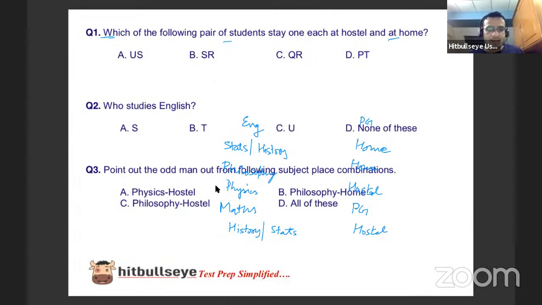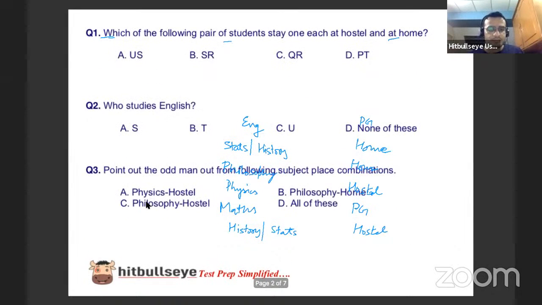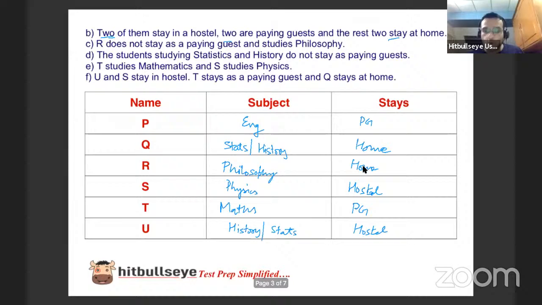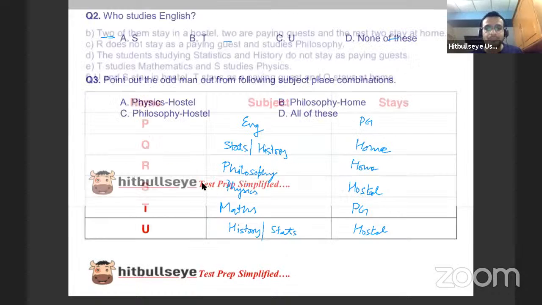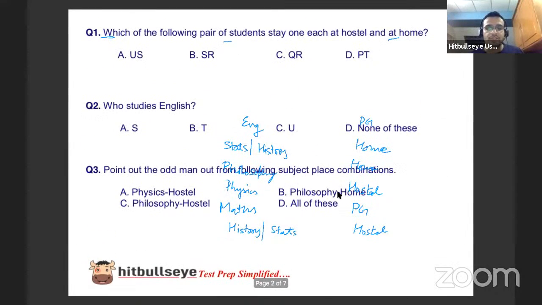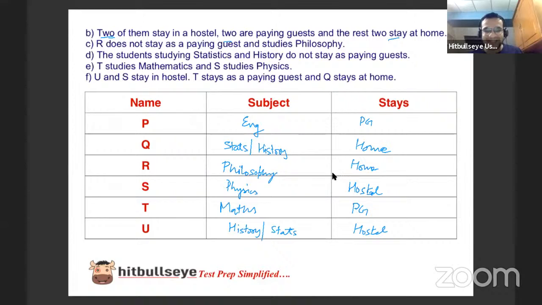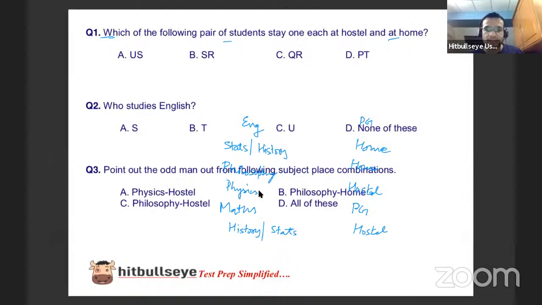Odd man out, right? So odd man out, we have to find which one is not aligned with this table. So philosophy hostel. Philosophy is home, not hostel. Please check. Philosophy is home. We have to look at the combination of the subject and the stay. So physics is hostel. Yes, my bad. Philosophy is home. Philosophy is hostel. Oh, philosophy is again coming twice.